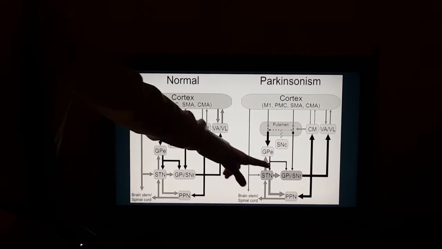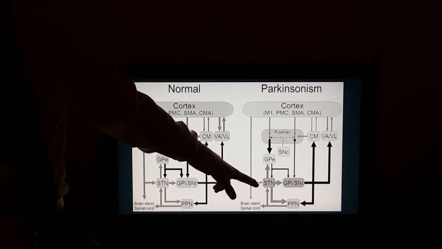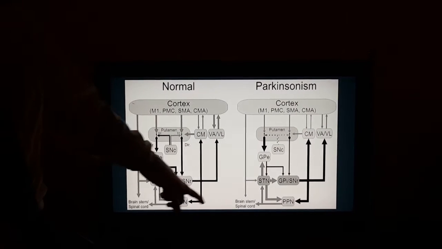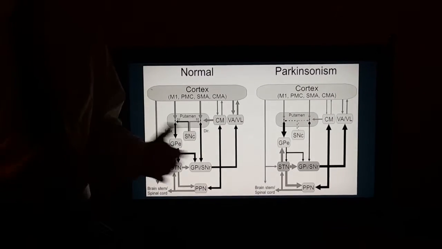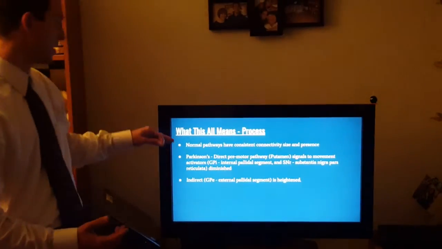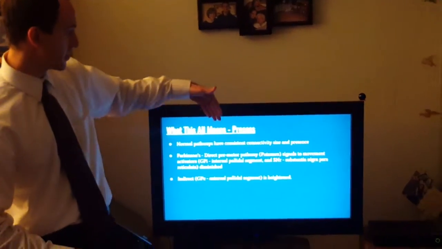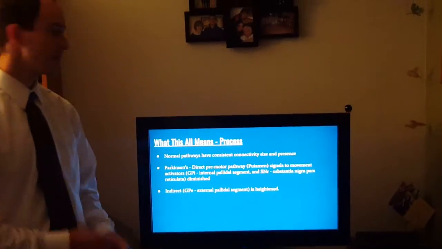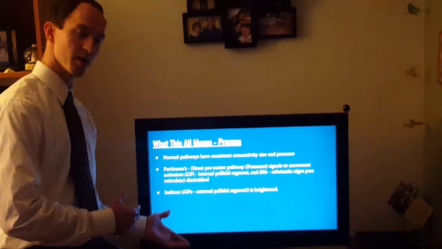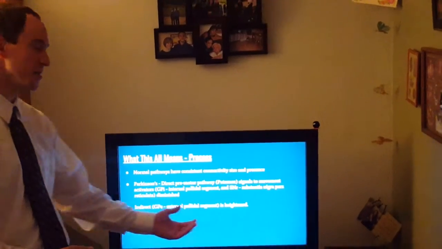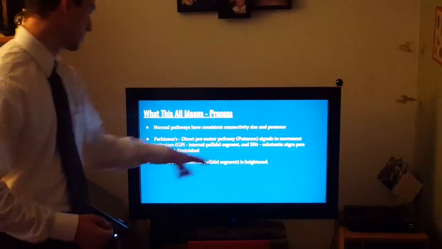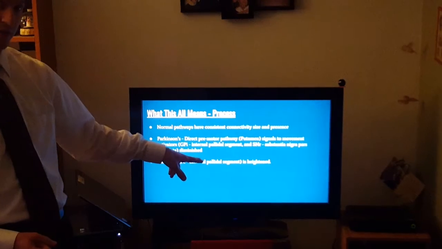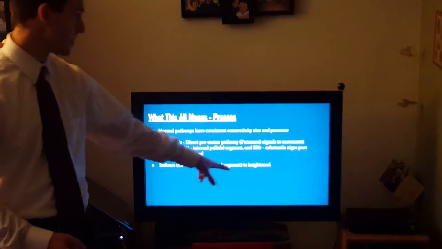Going into the striatum right here, we see that this is your central motor cortex, your striatum, leading to your brainstem and spinal cord. These excitatory signals are an increased movement. So basically what this all means is that the normal pathways have consistent size and presence. The dopamine isn't as present, it's impaired in a person with Parkinson's disease. In Parkinson's disease, we see that the direct premotor pathway signals to the movement activators are diminished. In the indirect pathway, they are heightened.